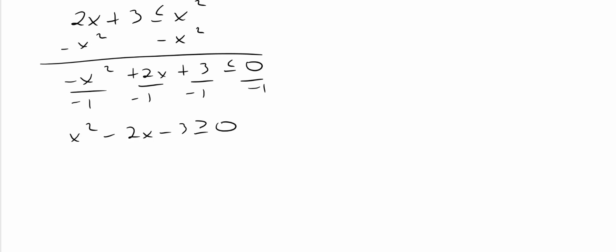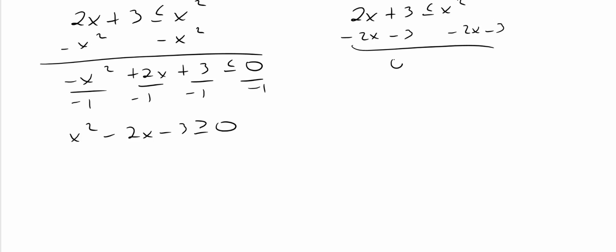So here's the deal. Instead of doing that, I could have done this. 2x plus 3 is less than or equal to x squared. I could have subtracted the 2x and the 3 from both sides. And you'd get 0 less than or equal to x squared minus 2x minus 3. Now, you can't solve the problem this way. You have to flip it around. This has to be on the left side.